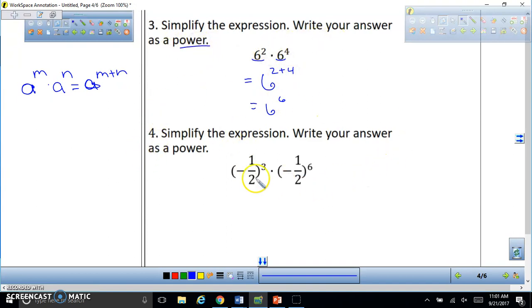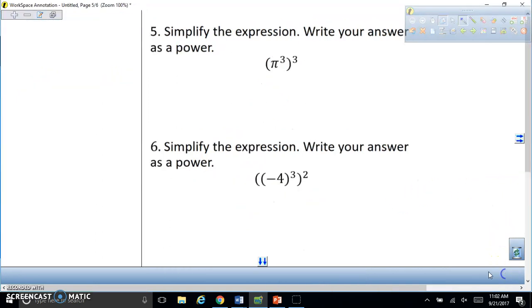Done. 4. This one, inside the parentheses, the parentheses are telling you that it's negative 1/2 each time. So it's going to be negative 1/2 to the 3 plus 6, and 3 plus 6 is 9. Did it. Leave it as a power. Done. We didn't have to evaluate. Evaluate means go through and actually do that. Negative 1/2 times negative 1/2 times negative 1/2, and so on, nine times. Okay? We just simplify these ones.